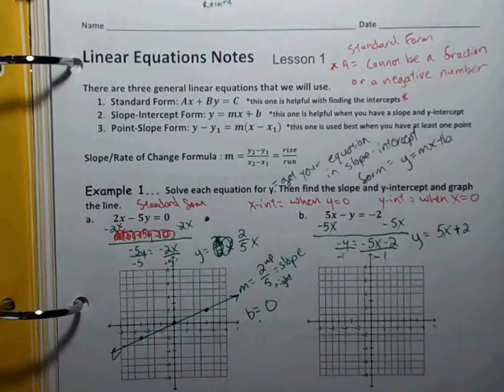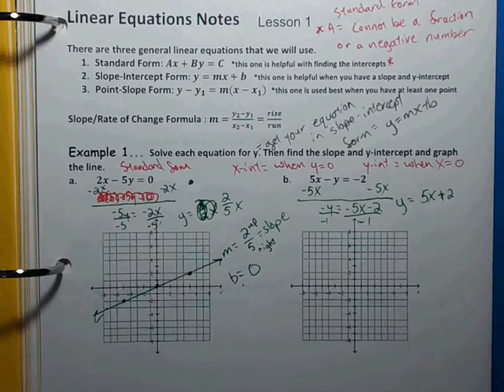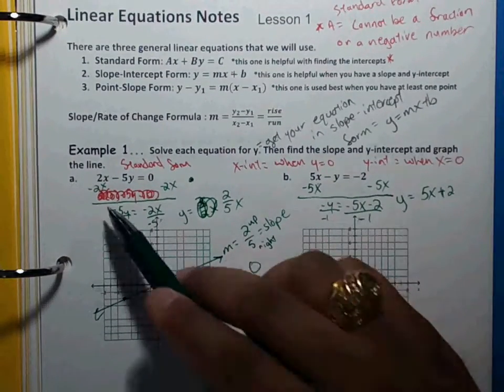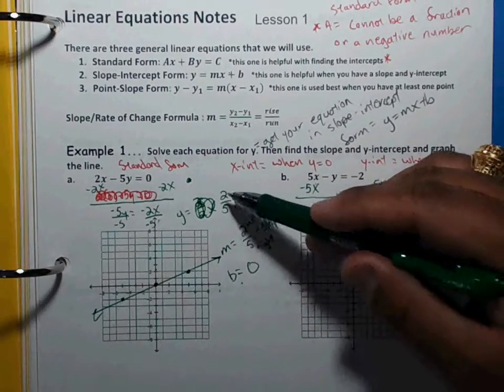And then for the first equation, they asked us to solve for y, which is the same thing as getting our equation into slope-intercept form, which is y equals mx plus b. The first one we moved the 2x over and then divided by a negative 5, and we ended up with a positive 2 over 5x.